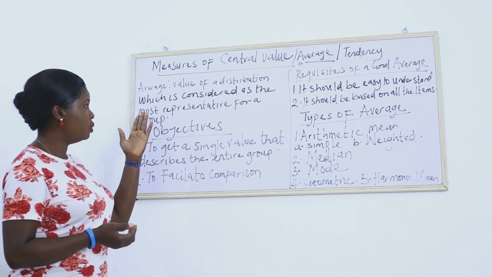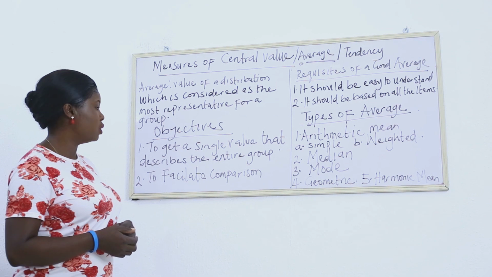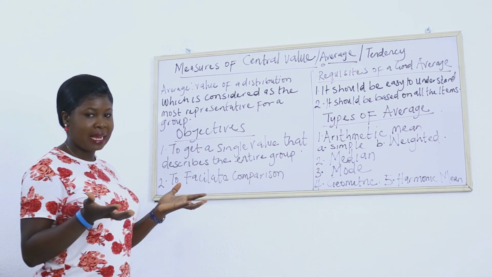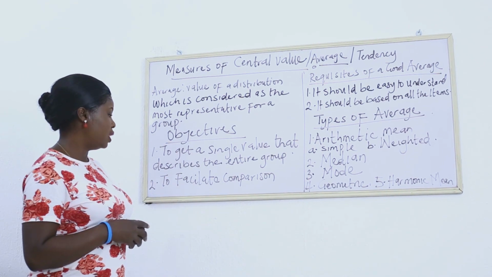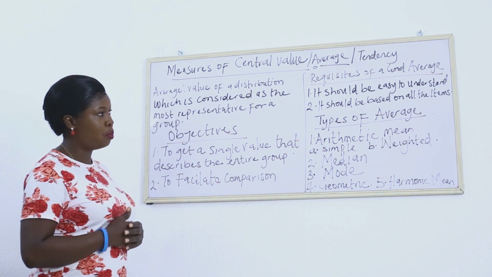Then what are the objectives of average? One objective of measures of central value, or average, or tendency, is to get a single value that describes the entire group of data. Secondly, another objective is to facilitate comparison.